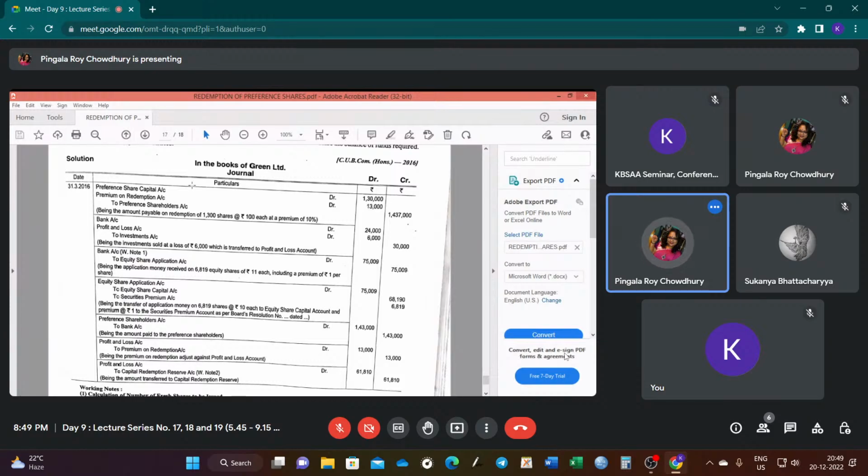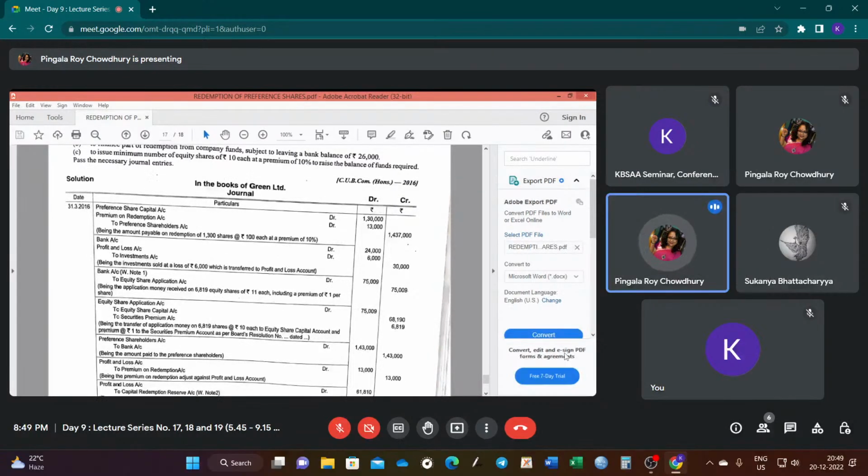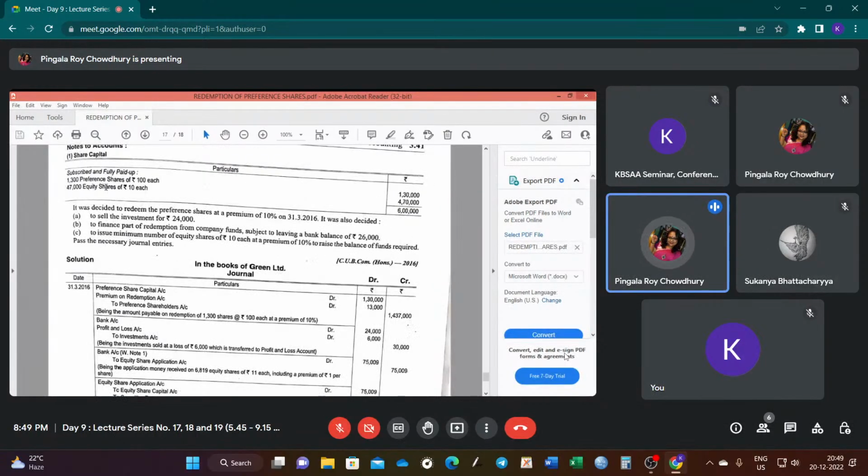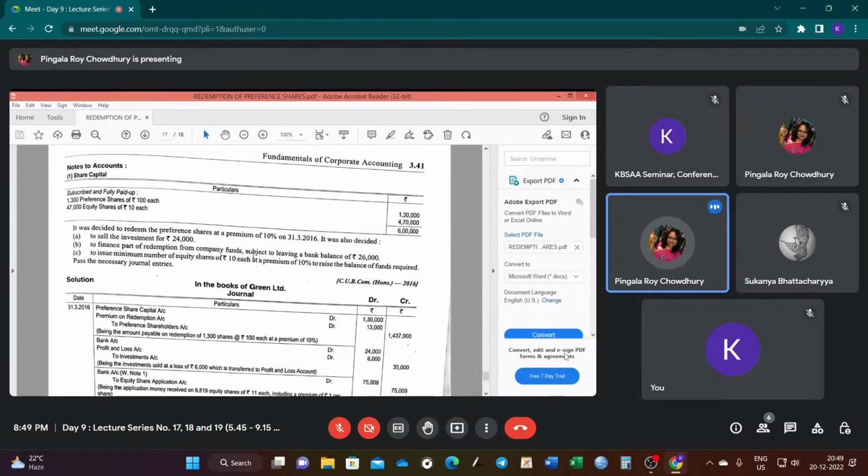Next, coming to your redemption entry. Redeemable preference share capital account debit will be how much? You have 1,300 preference shares of rupees 100 each, so 1,30,000. The premium amount per share will be 10%. So 100 rupee face value, 10% premium. So that means 10 rupee. So 1,300 into 10 will give you 13,000 rupees. To preference shareholder, total 1,43,000. You are creating preference shareholders.